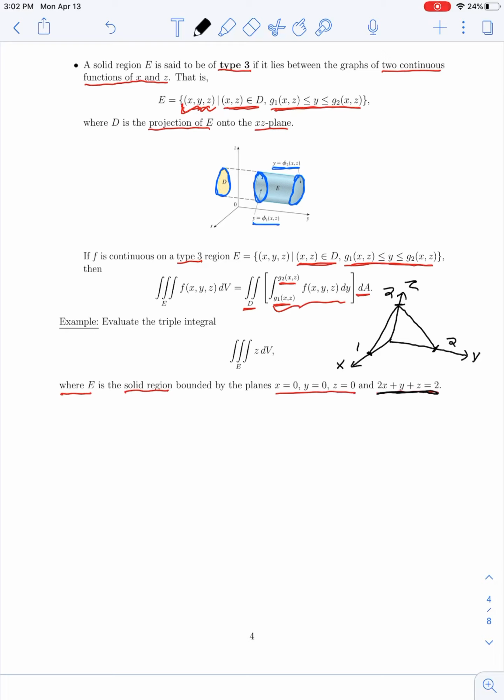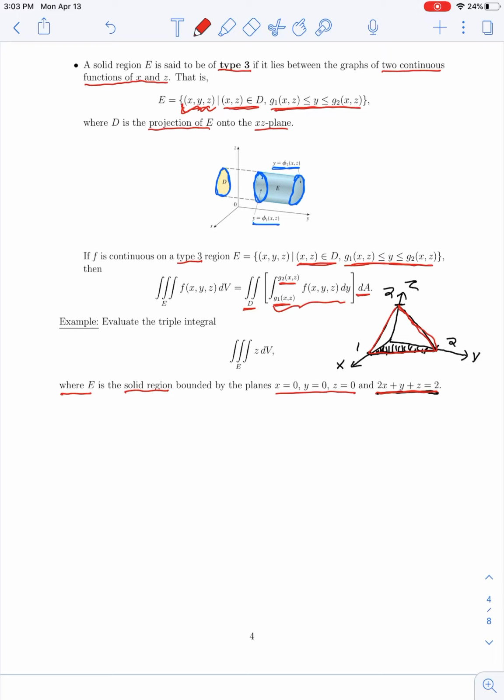So if we visualize our solid region here, well, it's bounded below by the xy plane, on one side by this xz plane, and on the back by the yz plane, and above by this plane whose equation was given as 2x plus y plus z equals 2.